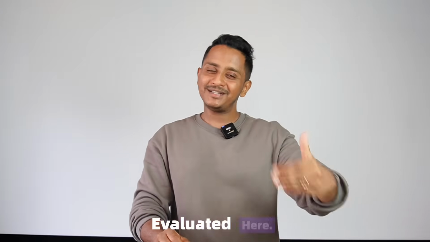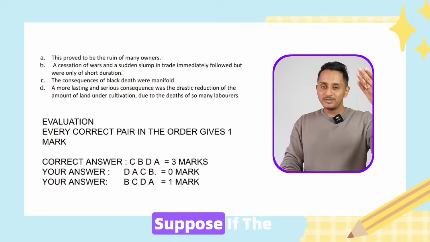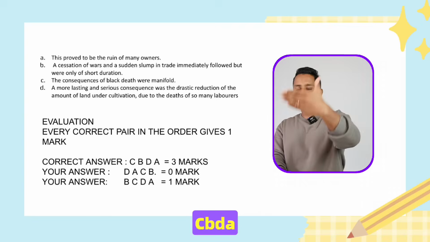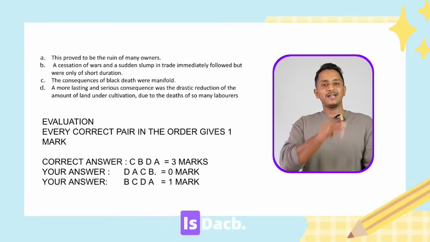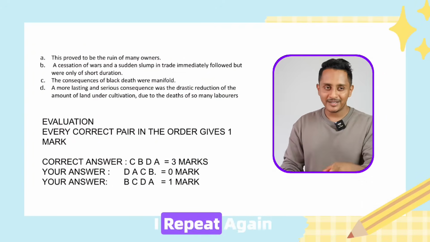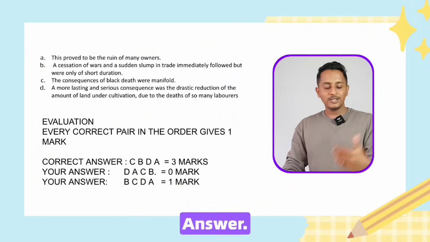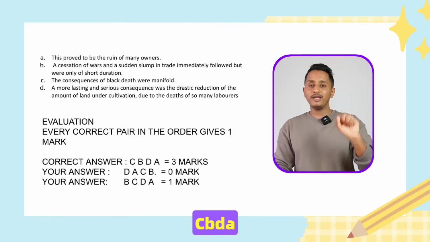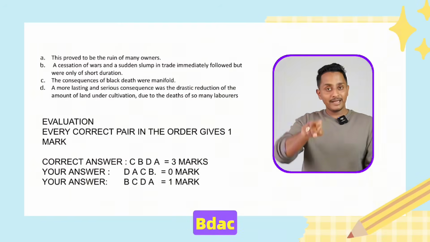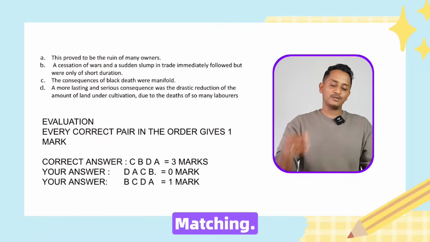And how are you evaluated here? Very simple. Every correct pair will give you 1 mark. Suppose the correct answer is C, B, D, A, and your answer is D, A, C, B. Very simple. From left to right, I repeat, from left to right, every pair you match. CBDA is the correct answer, yours is DACB, so CB you match, it's not correct. BD, it's not matched. DA, not matching, so again 0.